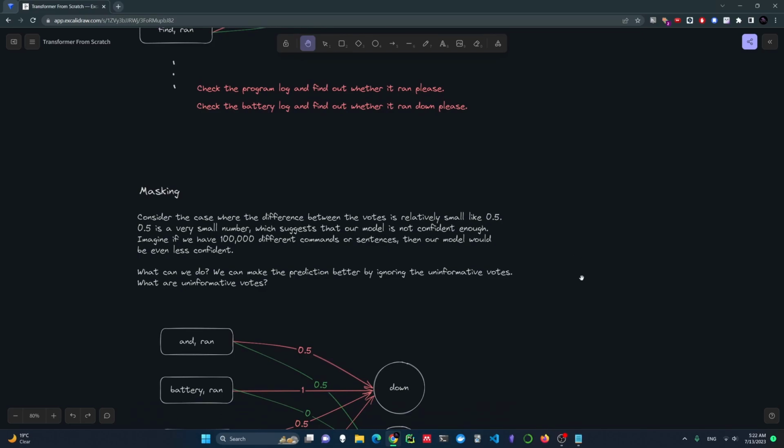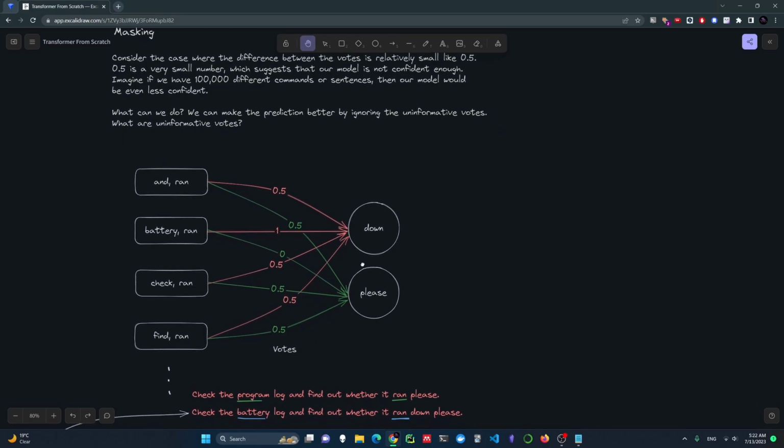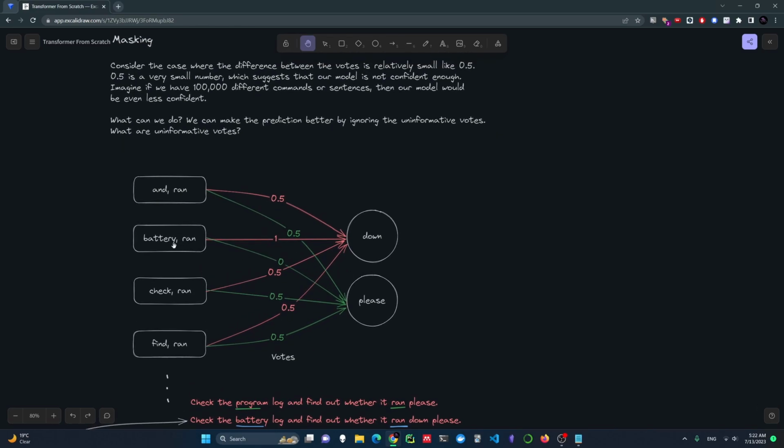We can essentially make the prediction better by ignoring the uninformative votes, right? So for the votes here, this 0.5 really doesn't do anything, right? Because we have 0.5 going to down and 0.5 going to please, right? It doesn't actually make a huge difference. But the votes that do matter is battery and ran going to down, right? This has a vote of 1, which is very significant.